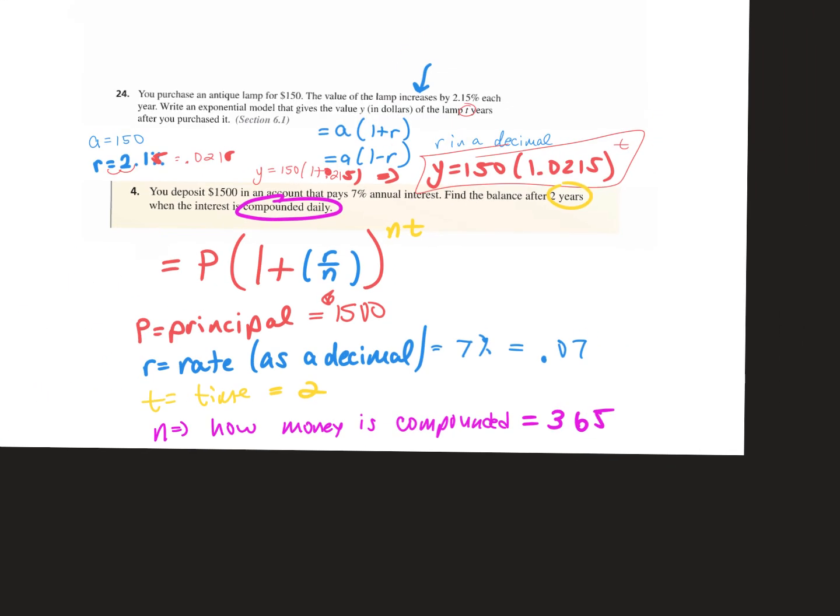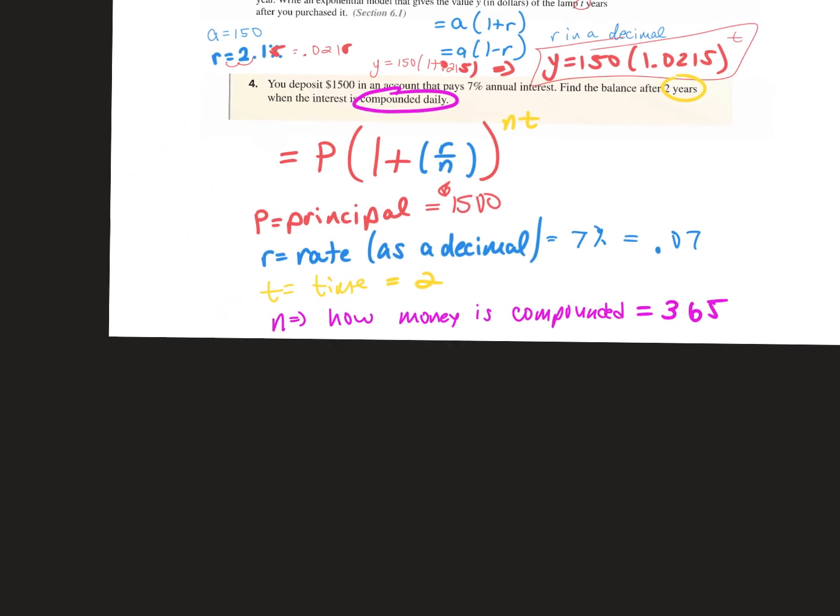If it said weekly, how many weeks are in a year? 52. If it said quarterly, how many quarters are in a year? 4. Okay, you guys got it. So let's plug it in, and then we got to practice in our calculator.